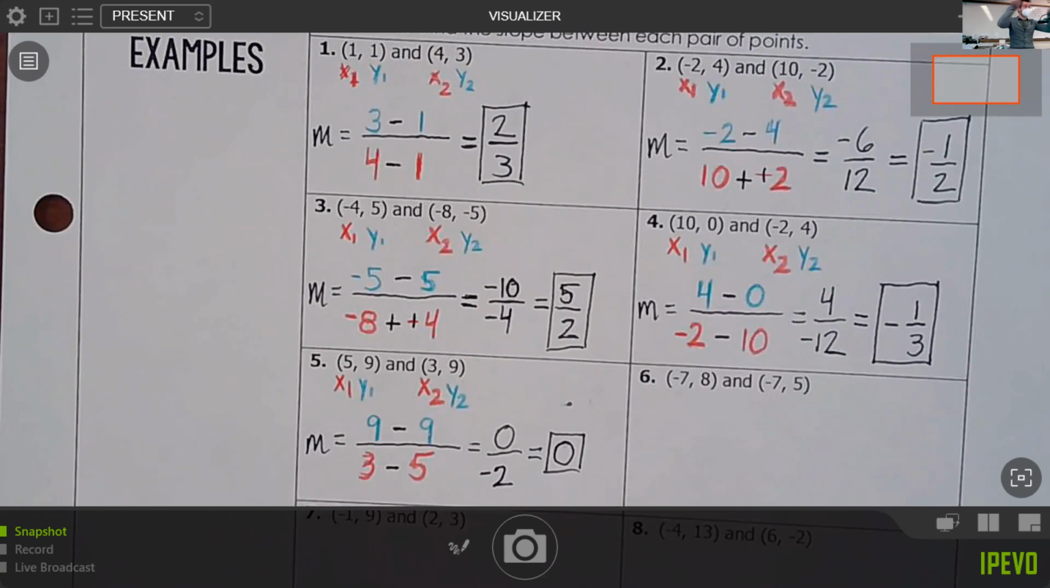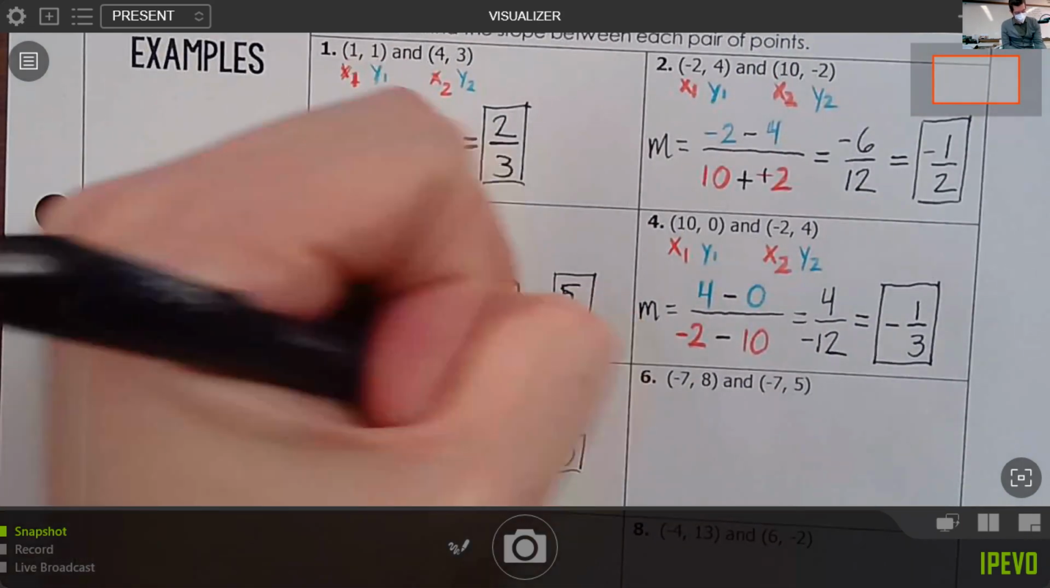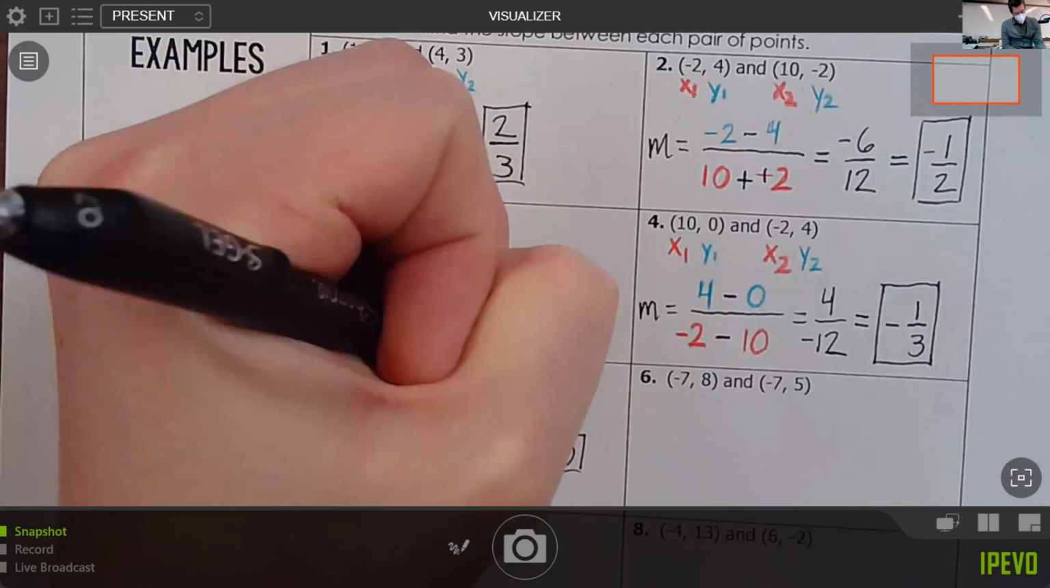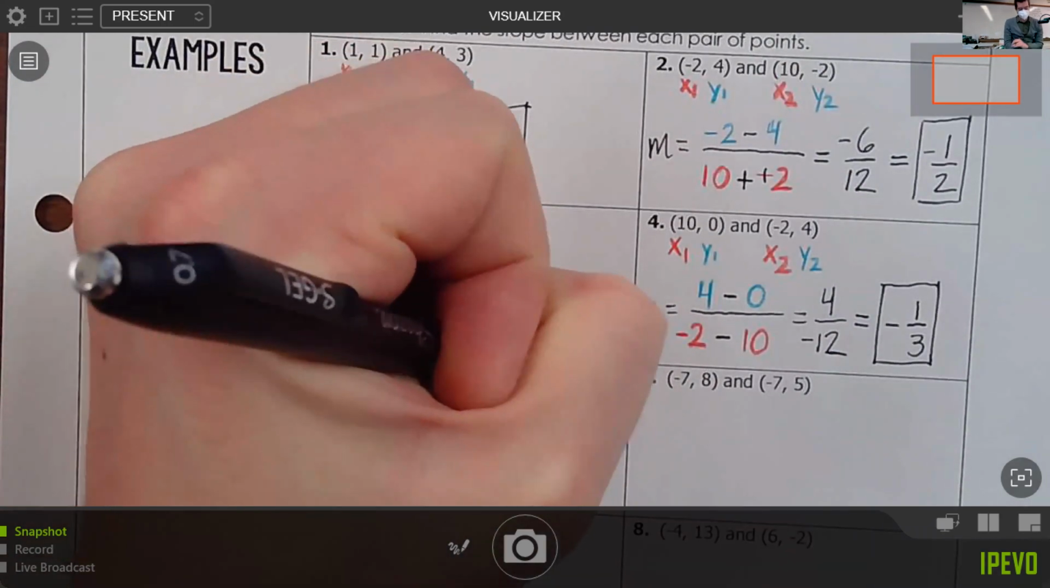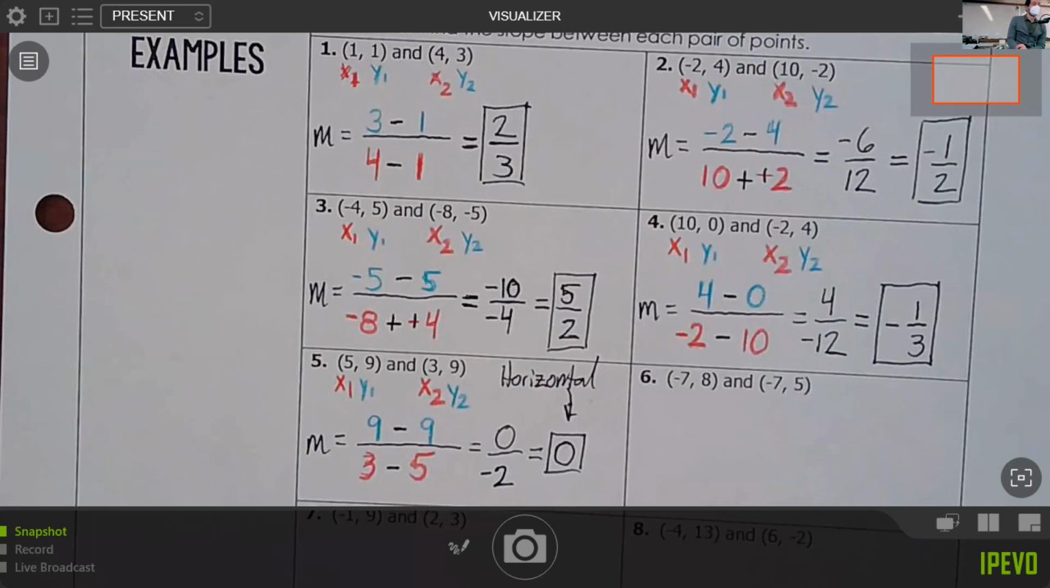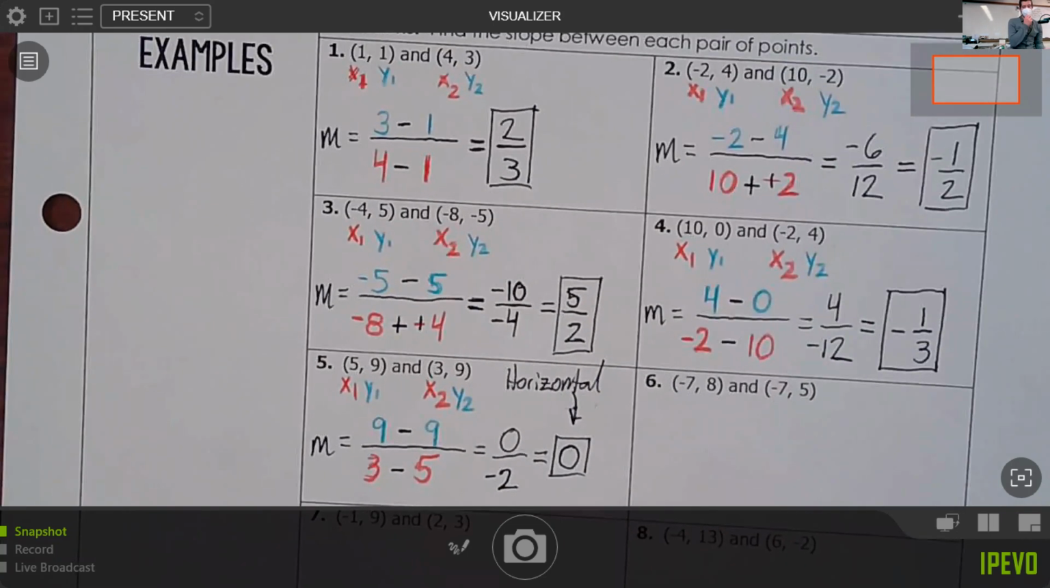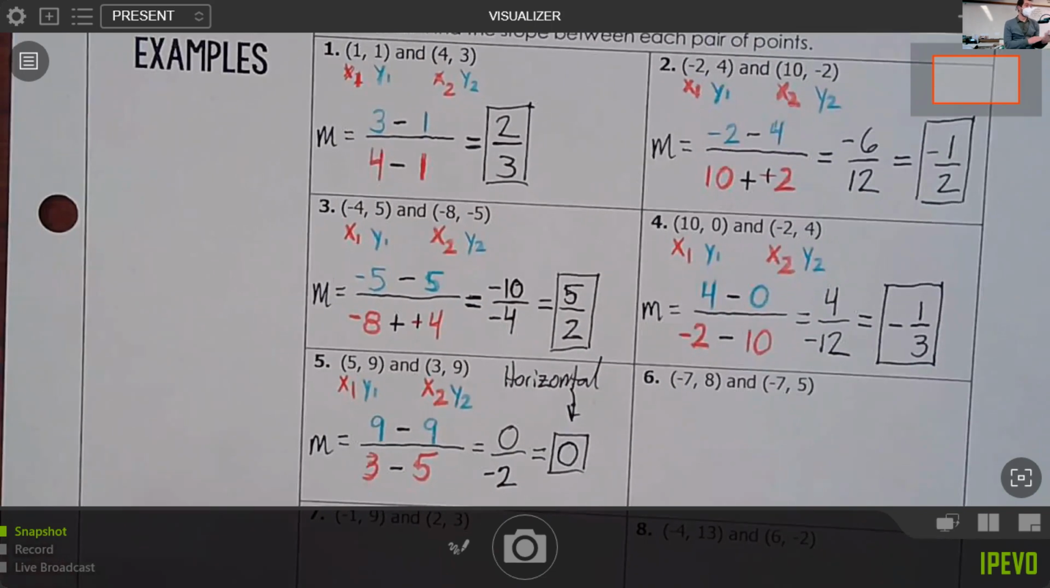Yeah, it's a horizontal line. If the slope is 0, it means it's not going up or down, it's a horizontal line. So I'm just going to make a quick note here. I'm just going to draw an arrow right there and write "horizontal." Just as a reminder, anytime you encounter a slope of 0, that means that the line is a horizontal line, no matter what. So it's always good just to remind yourself of that.